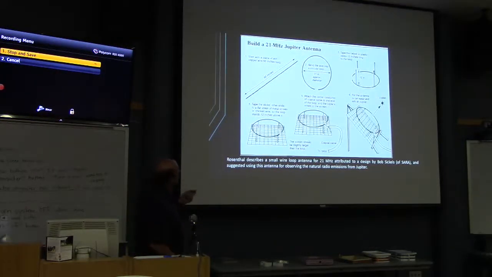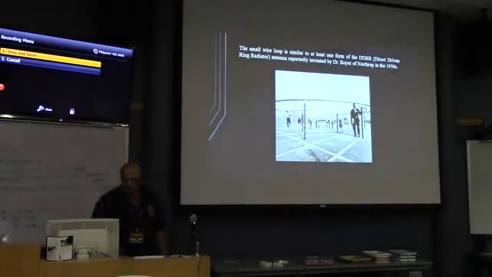It is basically a 21-inch diameter loop made out of 66 inches of wire placed over a screen, and the wire is a foot above the screen. According to the instructions in the article, the coax center is soldered directly to the wire, and the shield is connected directly to the screen. Then you are to tilt this thing so that the face is pointed at Jupiter. Well, it seems simple enough.